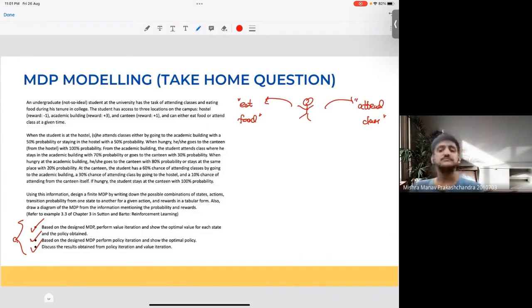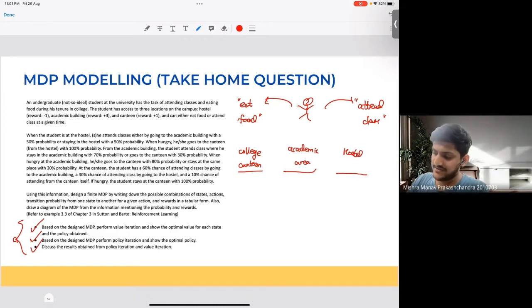And the entire student life revolves only around three places. So you can think of it as three states. So the three places are the college canteen, then there's the academic area or the academic building, and third is the hostel. Okay, so the student can be found at any of these three places, and it has a job of performing only two activities. Based on that, it gets certain rewards on taking certain actions at certain states. And you need to basically read through this whole paragraph, design a proper finite state MDP, and write down all the possible transition probabilities. And then after that, once you are well versed with what has been covered, you need to answer these three questions.